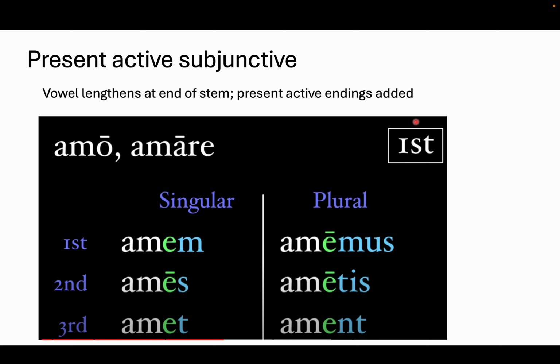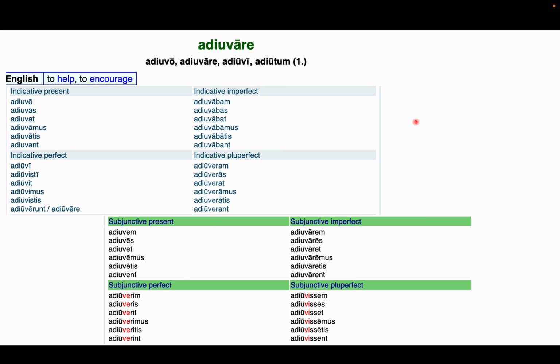Here's just an example, just so you've seen it, of a present active subjunctive. This is using the verb amo again. So it's amem, ames, amet, amemus, ametis, ament. Again, we're not going to learn that. And here's just another example of the verb adiuvo or adiuvare, which we've seen using the imperative example a few slides back. Here are the indicative, present, perfect, etc. versions. And then here are the subjunctive versions of adiuvare. Again, we're definitely not memorizing that.